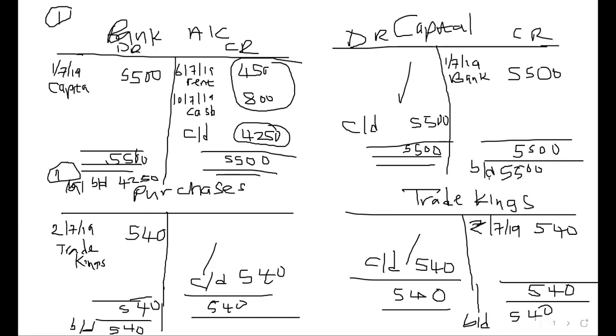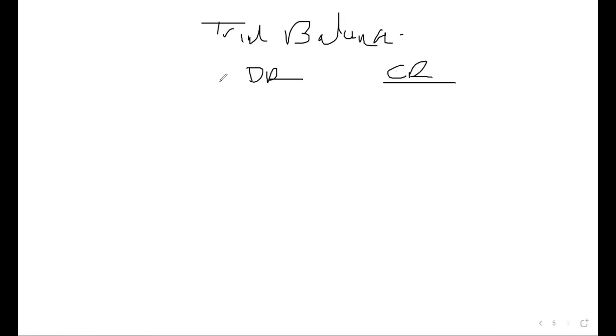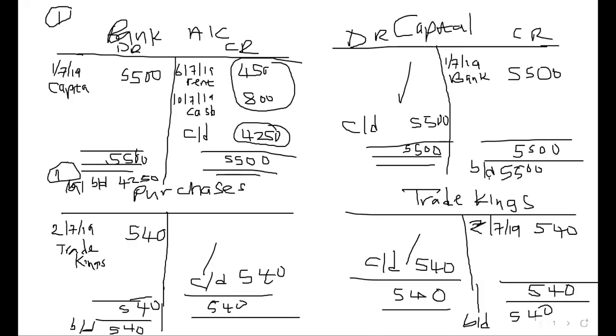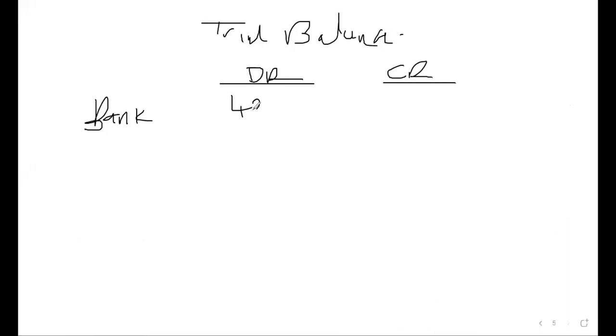Okay. So even for the bank, we have the brought down balance of that. So meaning the trial balance here is going to be, so trial balance, you debit and credit. Okay, so you're going to say bank. How much is the bank there? It's 4250. So 4250 bank debit, 4250.